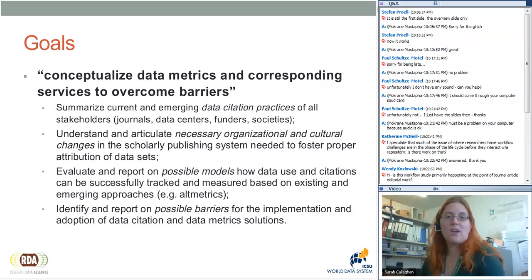We also have to look at possible models about how data use and citations can be tracked and measured based on existing and emerging approaches, like, for example, the Thomson Reuters Data Citation Index, and also the work that people have been doing on altmetrics. And of course, we have to know where we're going, and we have to know what is going to stop us. So what possible barriers are there for the implementation and adoption of data citation and data metrics?